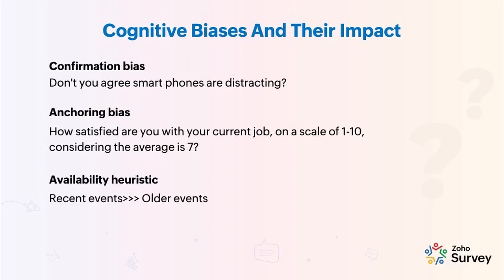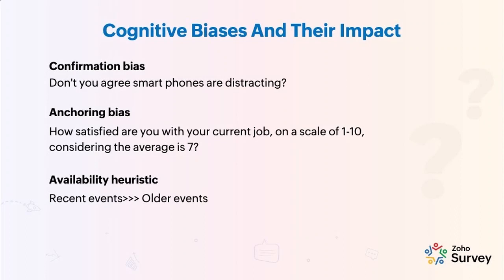Then there is availability heuristic. This one's about how easily something comes to mind. Say a survey asks about the most pressing world issues right after a major climate change summit. Chances are you'll think of environmental factors first, even if you normally would worry about other topics.